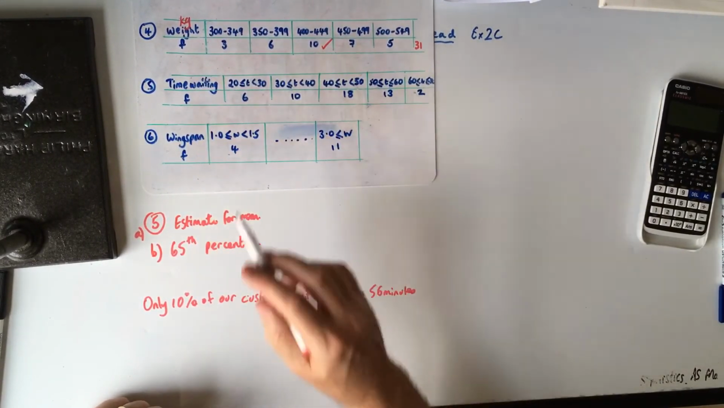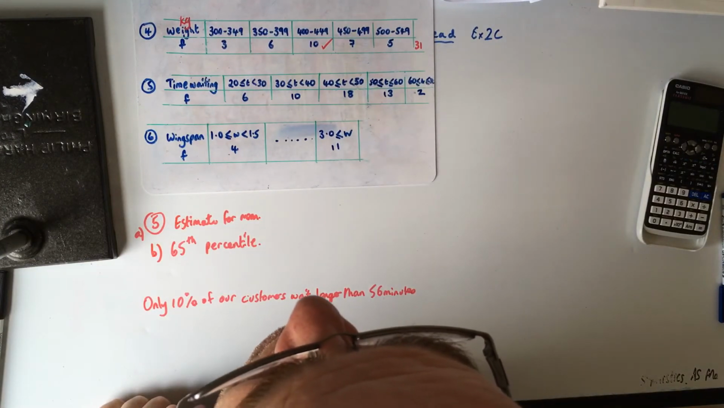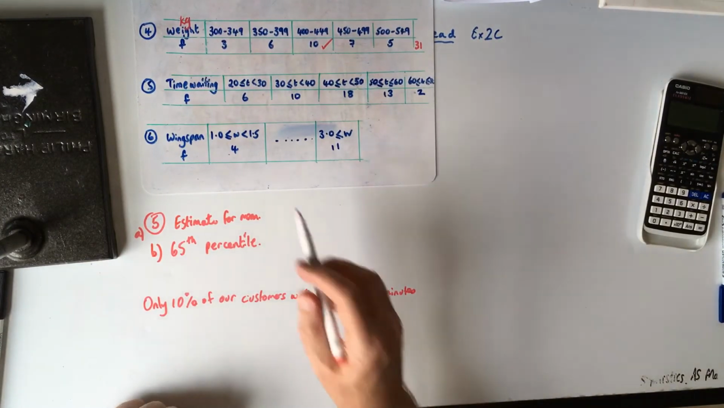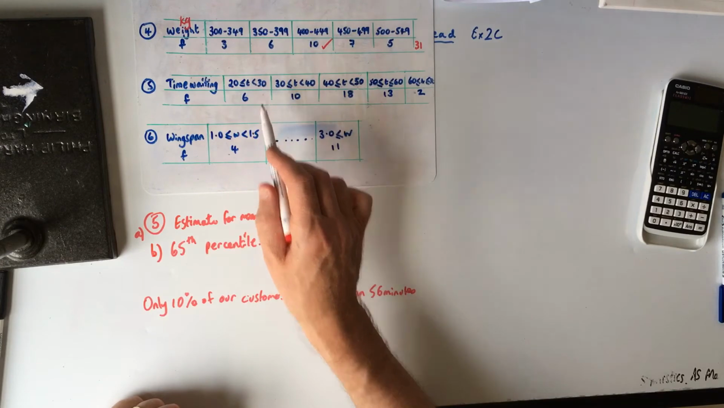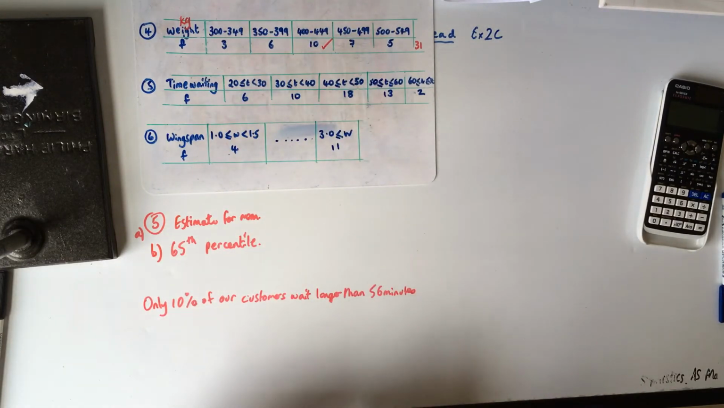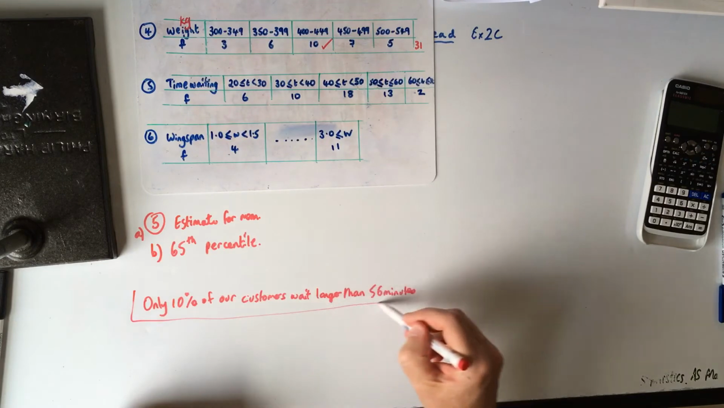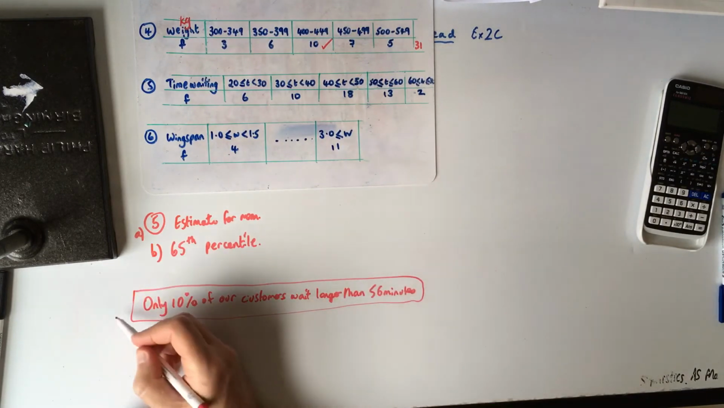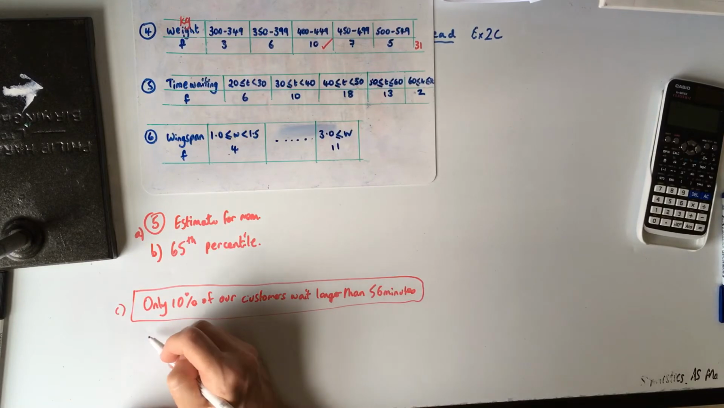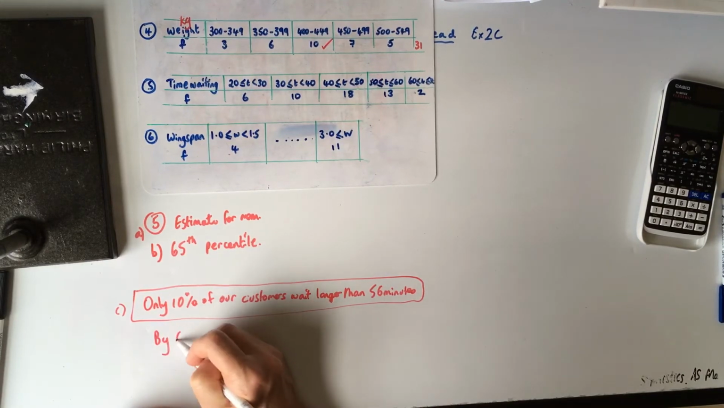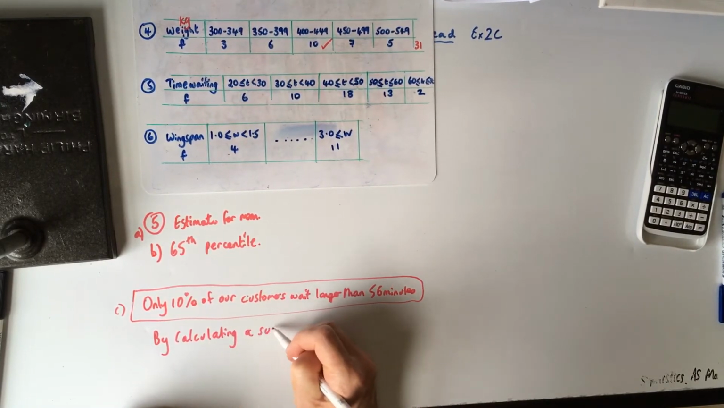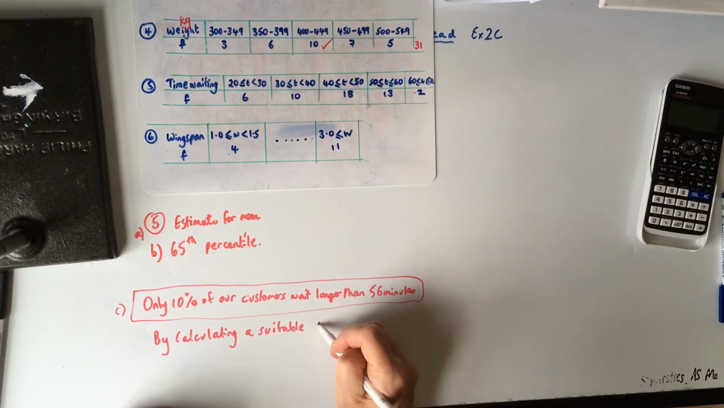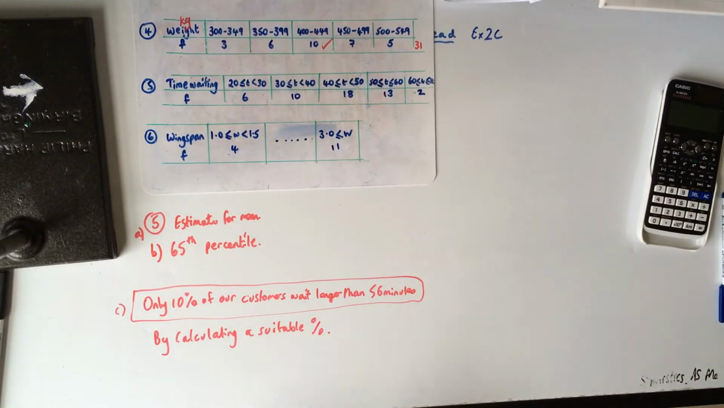So this is waiting time in a doctor's or something like that. Is it? What is it? Roadside assistance. So you break down, and this is the waiting time. So 6 people had to wait between 20 and 30 minutes to get rescued. And this is what they're claiming, this roadside assistance. This is for part C, and it says by calculating a suitable percentile, there's a different way of doing it. Okay, do that question.